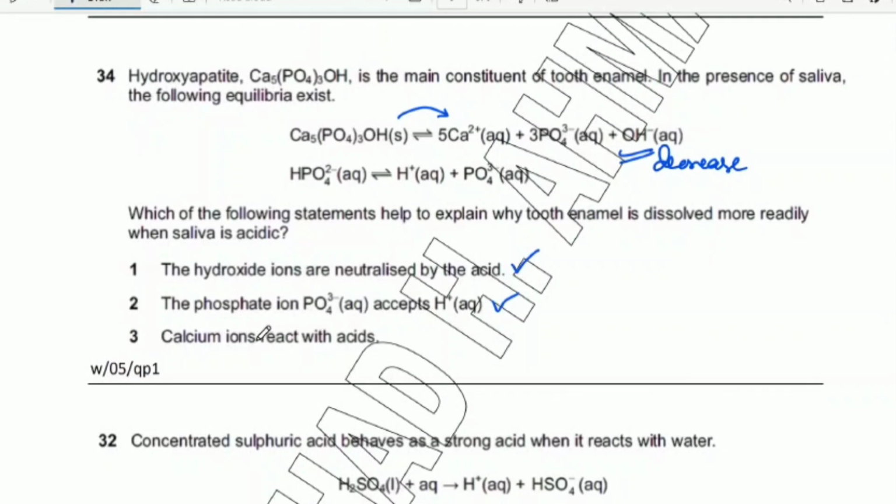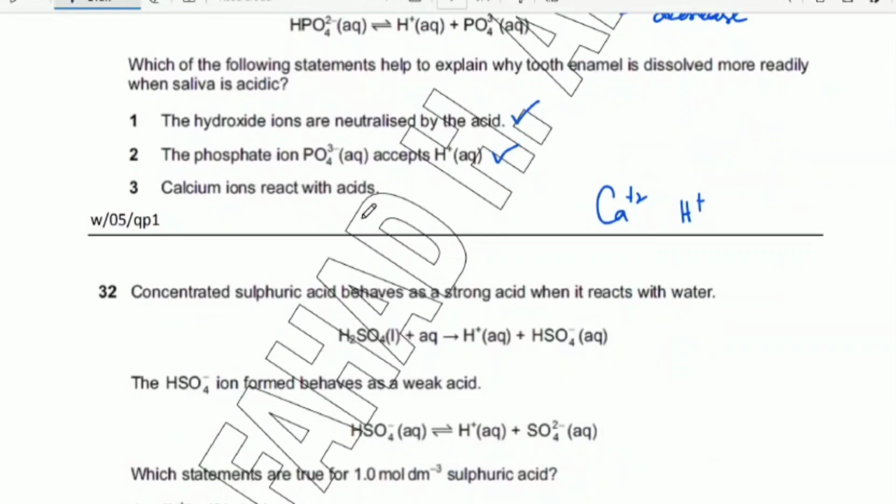So that's why. Calcium ions react with acids? I mean, they don't. Calcium ions will not react with acids because we've never studied any reaction with calcium ions. Firstly, they're both positive ions, so they don't have anything to do with each other. So calcium ions are not going to react with acids.